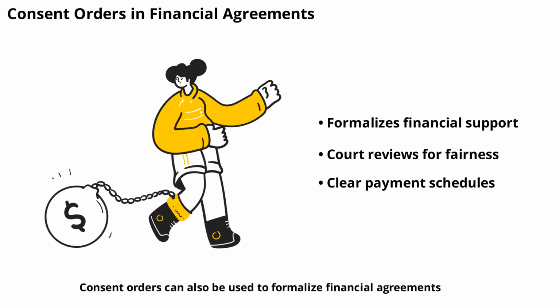Consent orders can also be used to formalize financial agreements, such as spousal maintenance or child support. The parties agree on payment amounts and schedules, and the court reviews the terms to ensure they're fair and reasonable. Once approved, the consent order provides a clear, enforceable financial plan.